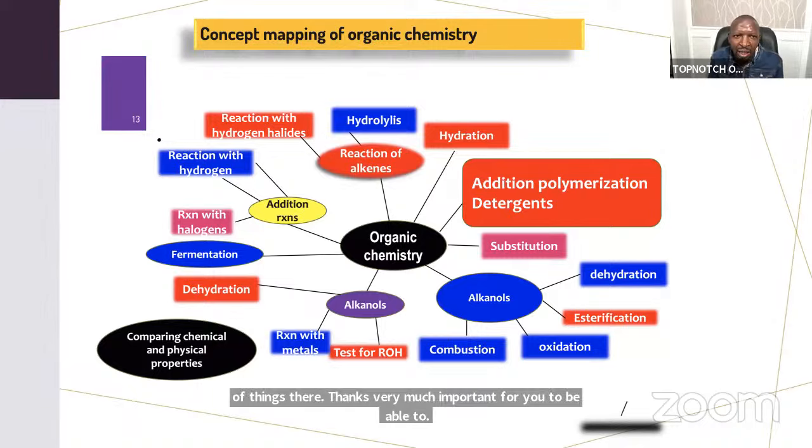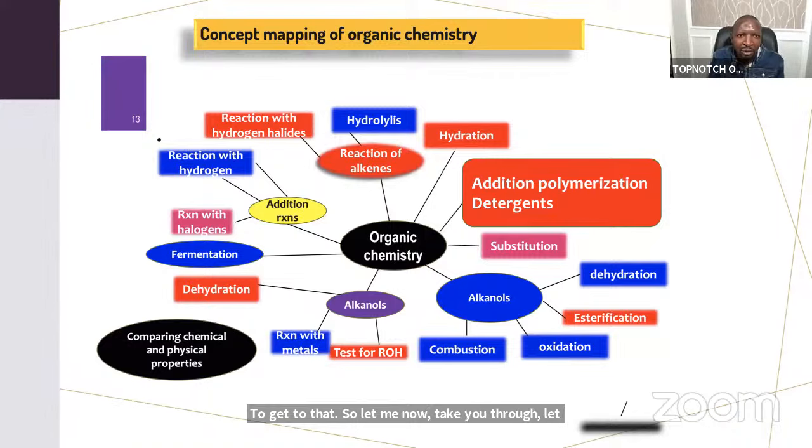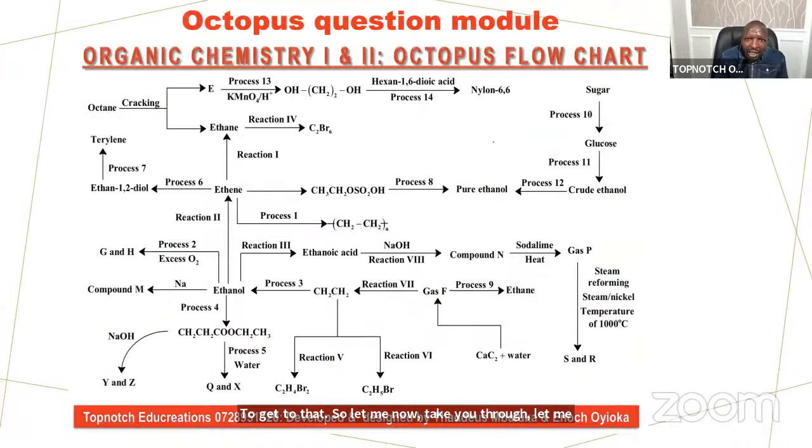So let me now take you through the qualitative organic octopus technique. Now this is the octopus question model. After you have done the revision, you have revised the notes, now you can come and deal with the octopus revision model. I want you to breathe in and breathe out because I'm going to take you through. This flow chart is everything.